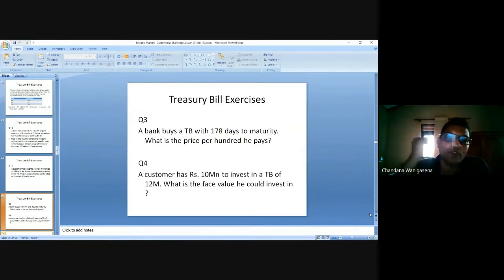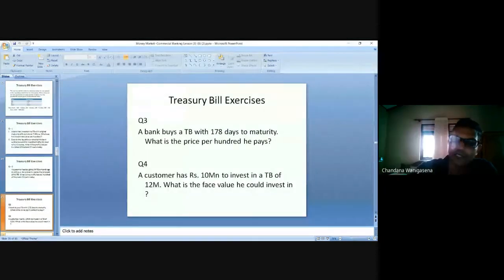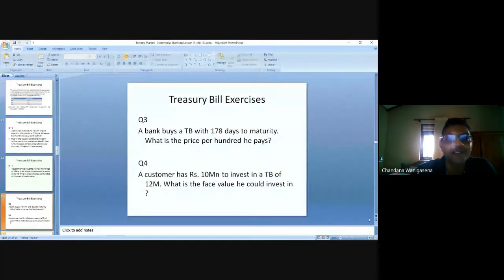He bought on the 4th day, so we'll have to calculate the full price and then take out that 4 days of interest. So we have a concept called dirty price and clean price, and we'll learn about that also. Once you work out this example, you should be able to understand that concept really well. So let's work out this example.